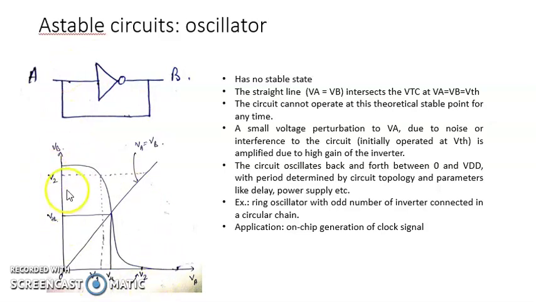This is the voltage transfer characteristics of the circuit. This curve represents the voltage transfer characteristics of the inverter, and for the feedback line, the straight line represents that VA is equal to VB. The two curves intersect at this point, so theoretically this is the stable operating point. However, it can be seen that the circuit cannot operate at this operating point for any time. A small voltage perturbation to VA, the input voltage, due to noise or interference, is amplified because of the high gain of the amplifier, and the output of the inverter becomes close to VOH.